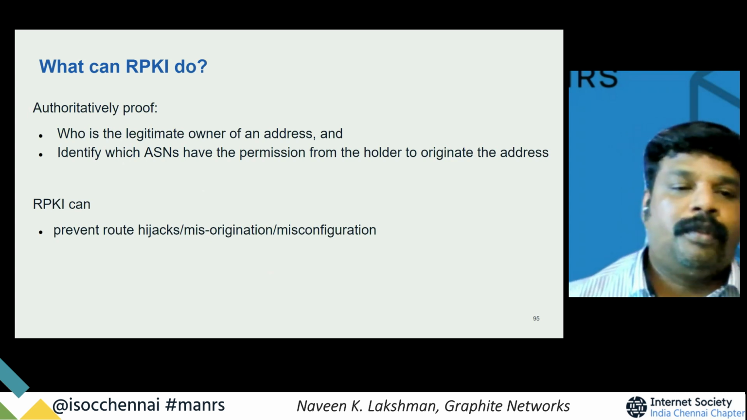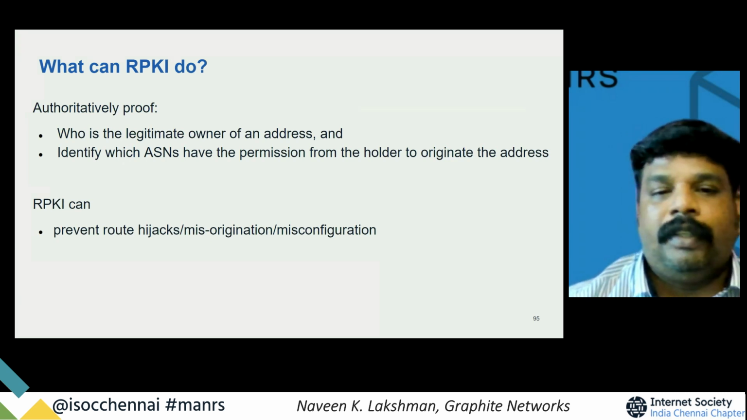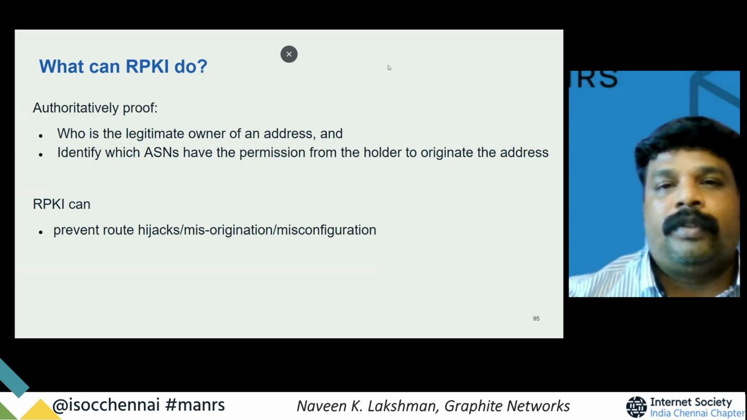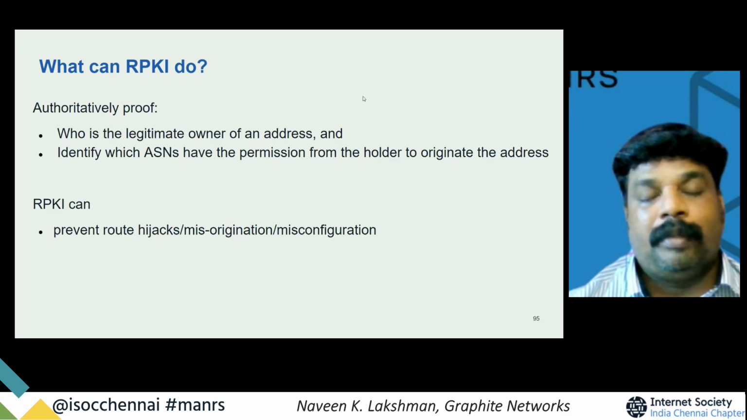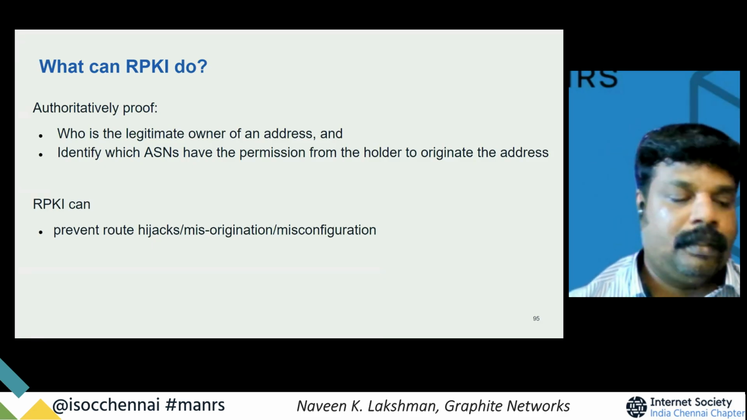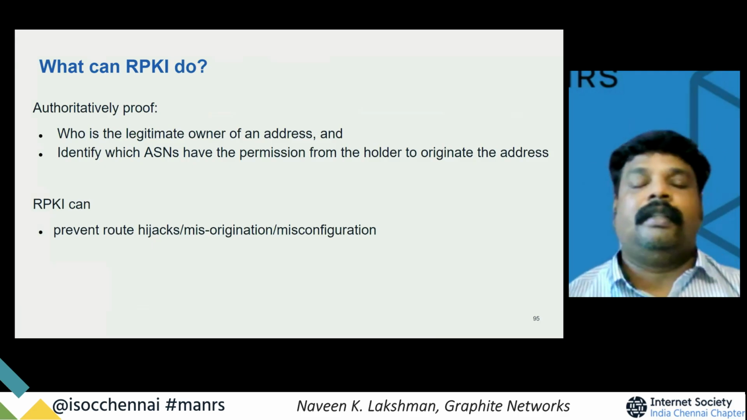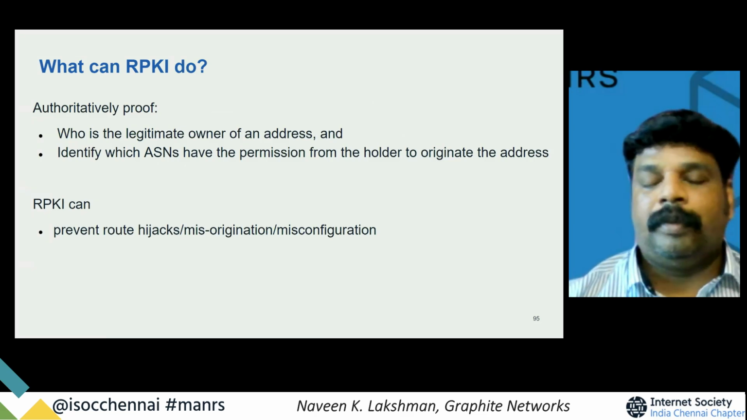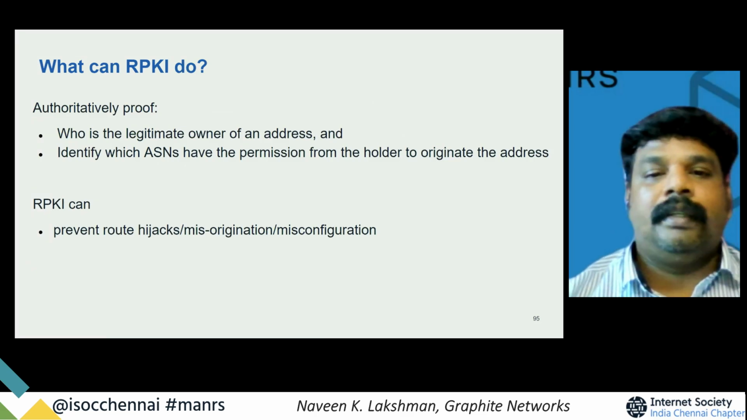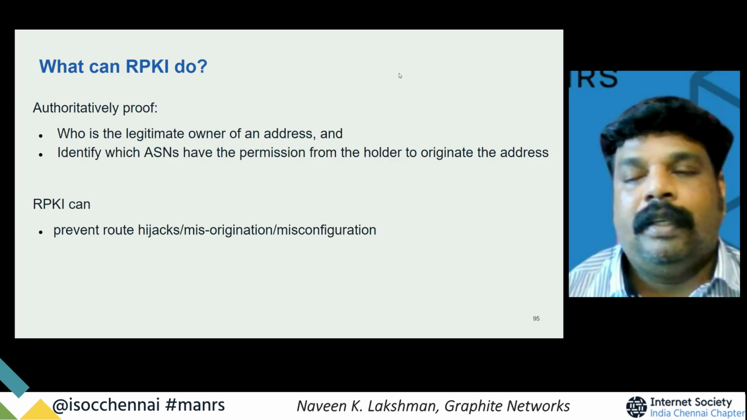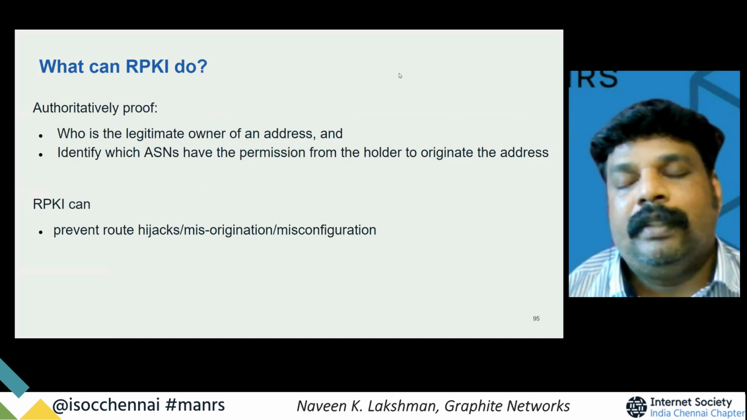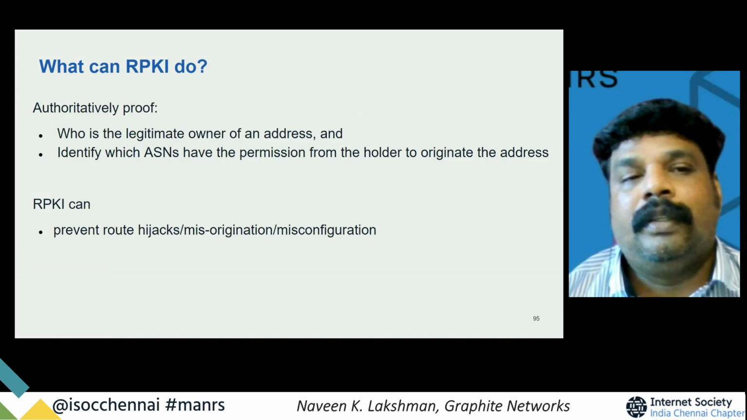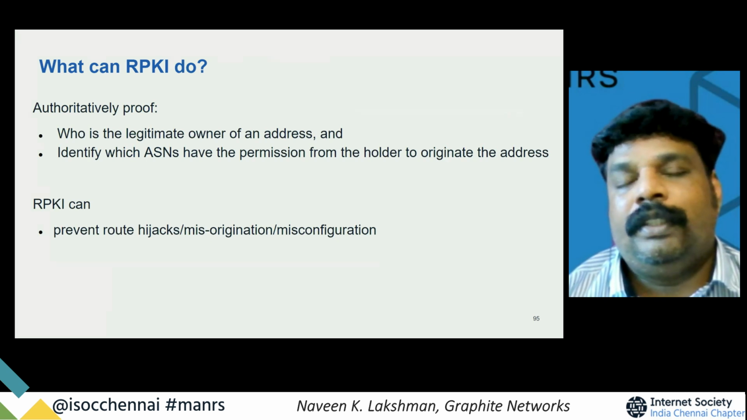So this can be used to prevent hijacks, misconfigurations and misorigination. In most cases, if you take the routing incidents in the examples I showed in the earlier slides, you can see that it is either the wrong AS that has been announcing the prefix, or the prefix length that has been announced from different ASs. So if you do RPKI-based validation, this kind of hijack and misorigination can be prevented.